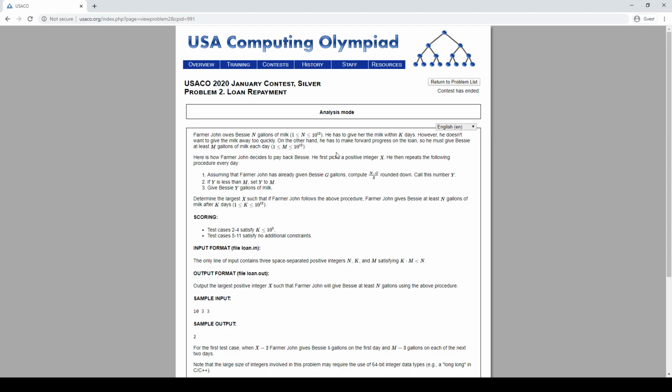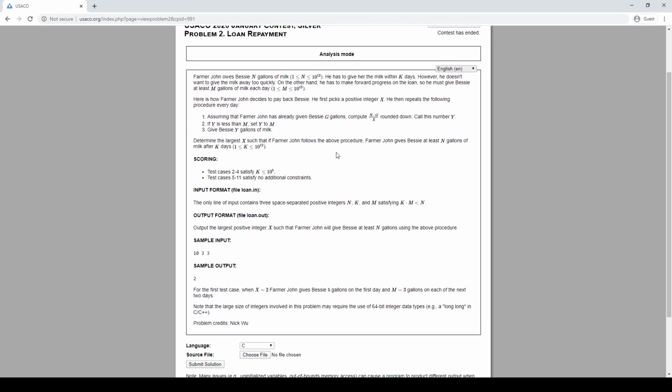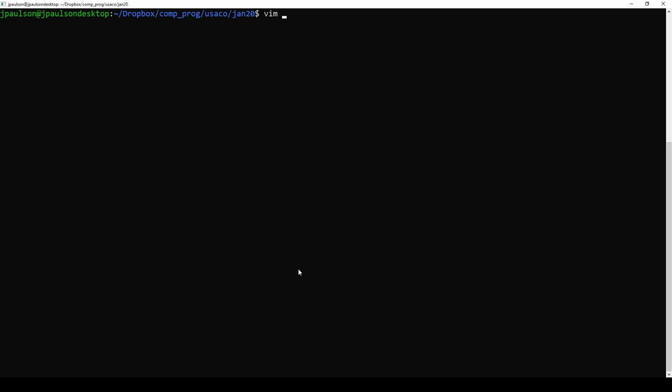Okay. Determine the largest X. Well, this is basically exactly a binary search problem, right? I see. After K days. Okay, K is also up to 10 to the 12th. So we can't just simulate this, but I'm pretty sure we basically can. N, K, M. Alright, well, let's give it a try.